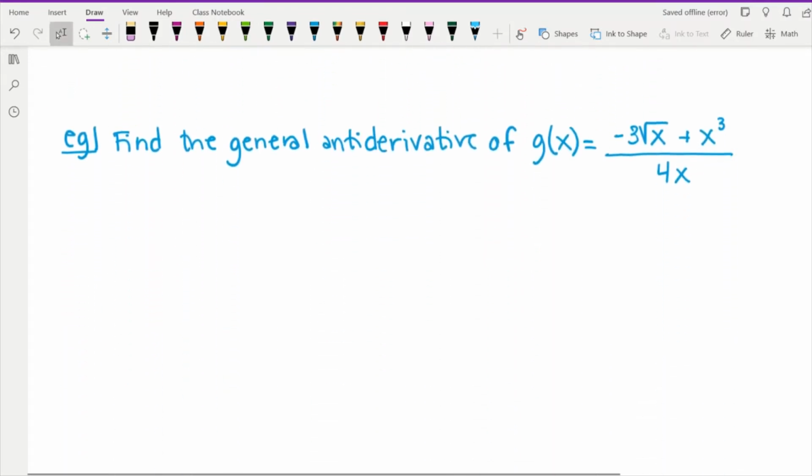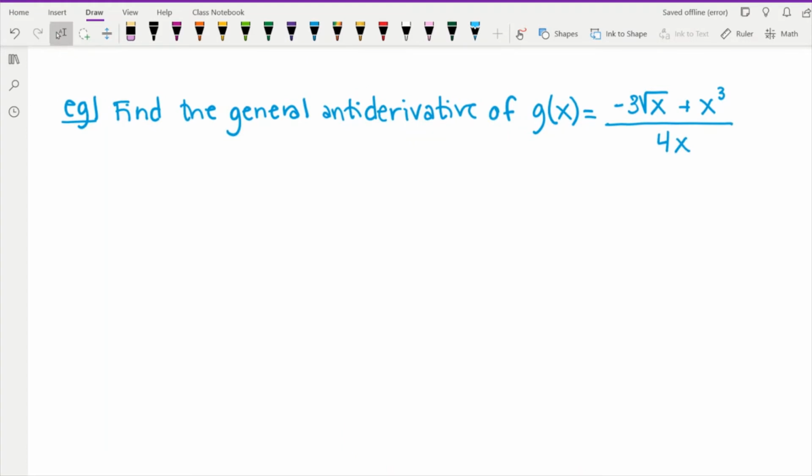Okay, so let's look at one that is going to have kind of one extra step. It says find the general antiderivative of, and we have a function that now has a numerator and a denominator. So one thing I want to make clear is that you cannot take the antiderivative by taking the antiderivative of the numerator and the denominator separately.